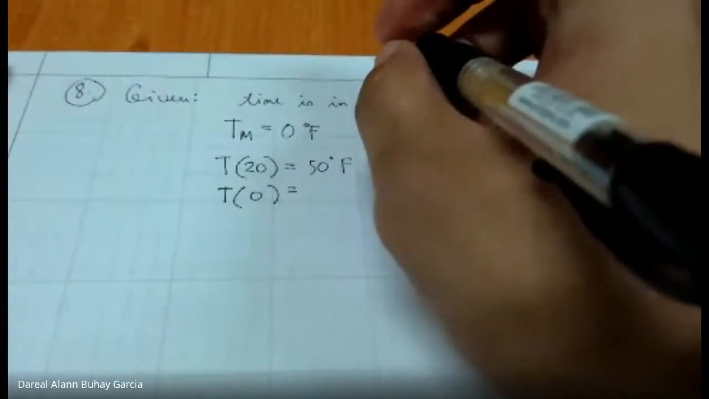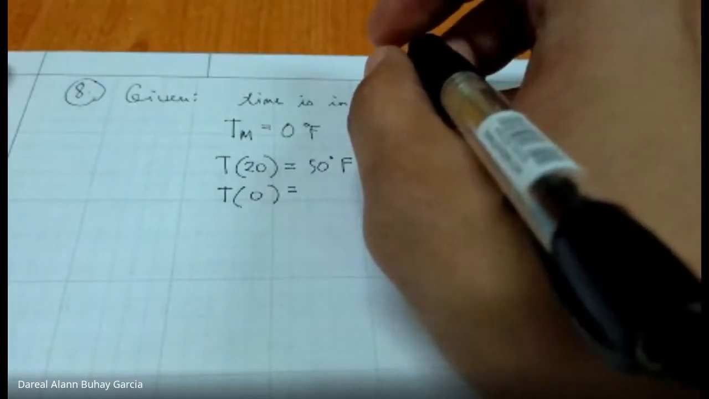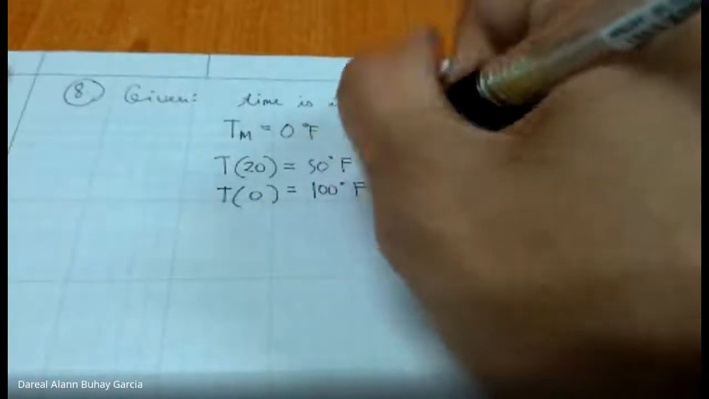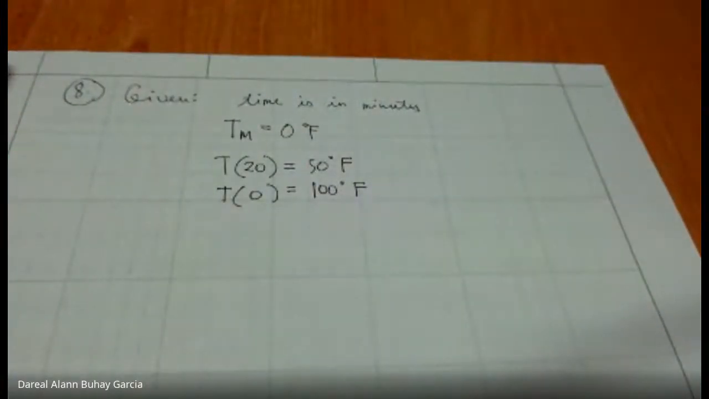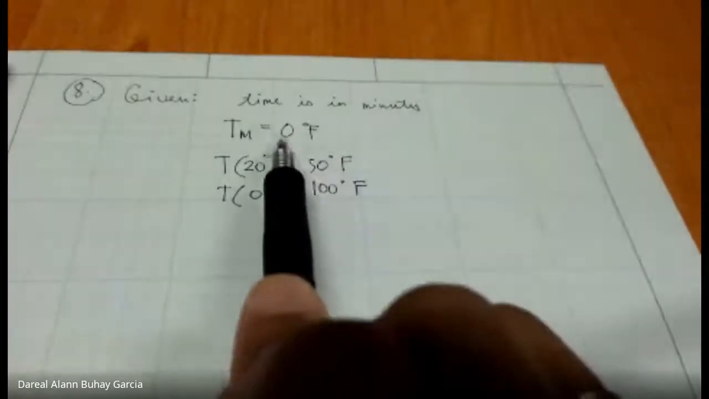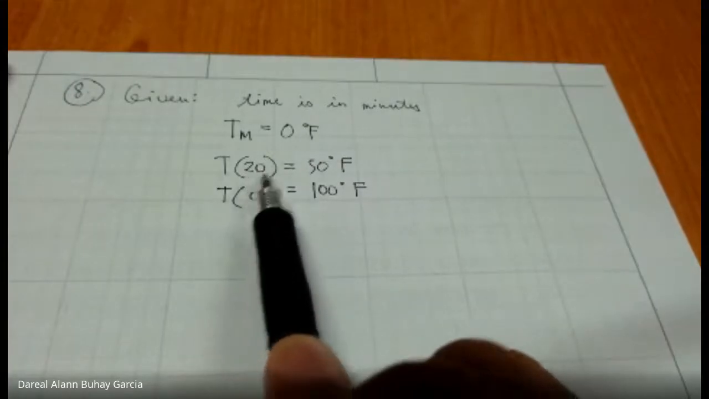A metal bar at temperature 100 degrees Fahrenheit is placed in a room with a constant temperature of 0 degrees Fahrenheit. If after 20 minutes, the temperature of the bar is 50 degrees Fahrenheit, find the time it will take the bar to reach a temperature of 25 degrees Fahrenheit. So required, T at T, 25. What is the time when the temperature is 25 degrees Fahrenheit?